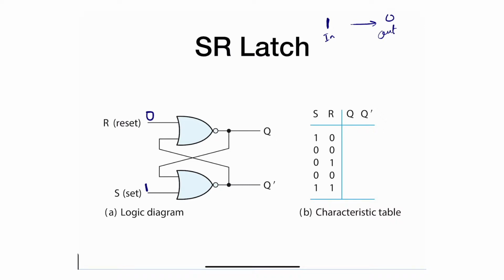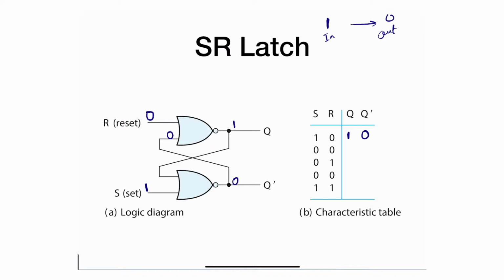So the output here is 0, and I can propagate it back to the other input. Now I do see a couple of zeros here, so the output here should be 1. On the characteristic table, this actually set Q, and that's exactly what I expected. Set is 1, reset is 0, and so forth.